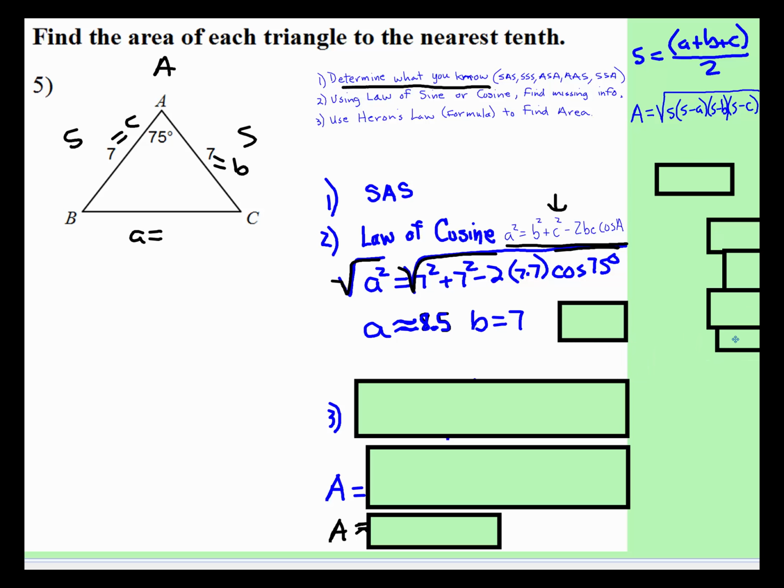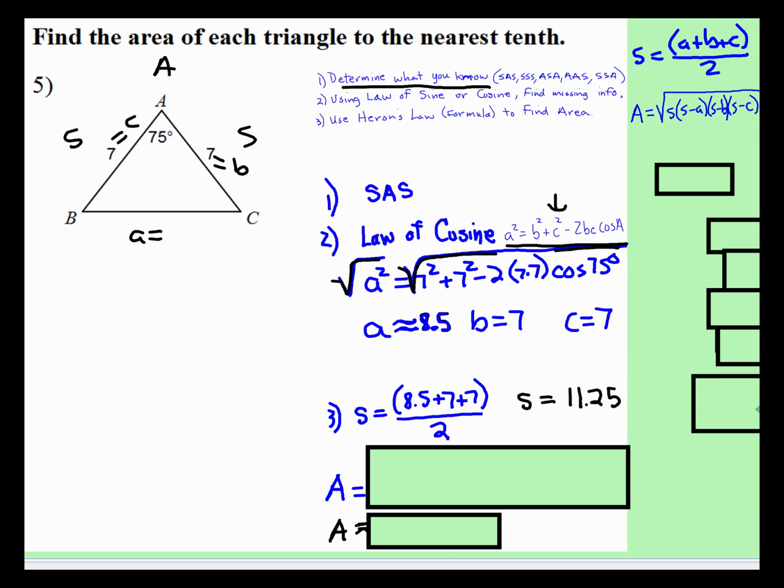We already know what B and C are, so now we can plug A, B, and C into the formula to find S. And when we do that, we find that S is equal to 11.25. We add those three things together, and when we get the sum, we divide by 2.